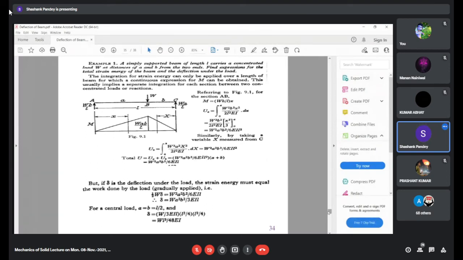the work done with the strain energy, and this will be equal to half W del X and the corresponding value of the strain energy. This will turn out to be the deflection, capital W A square B square upon 3 EI, and we will substitute A is equal to B is equal to L by 2, and this will give us W L cube upon 48 EI, which we have derived using our conventional approach of the double integration method, that is W L cube upon 48 EI.